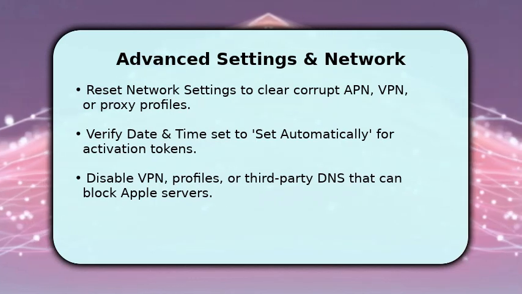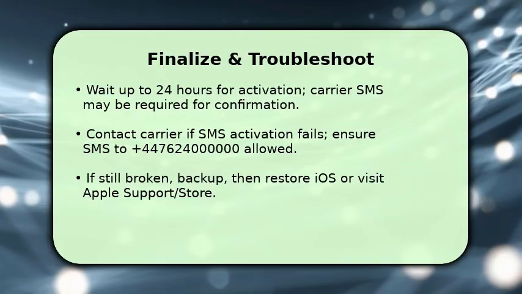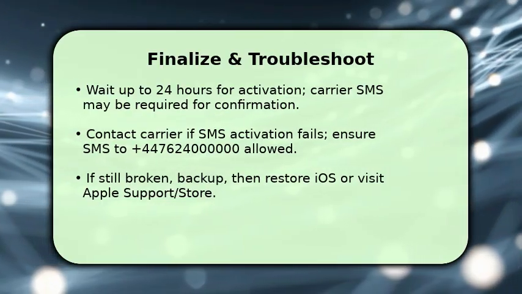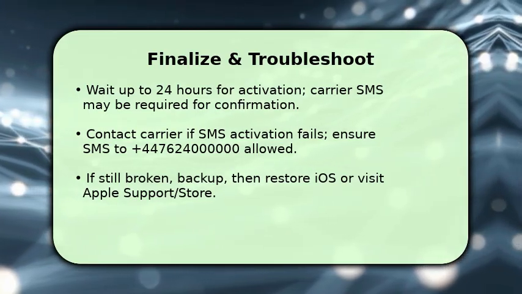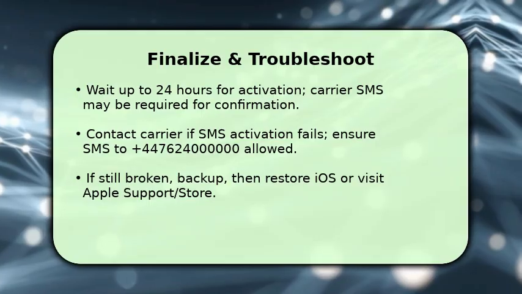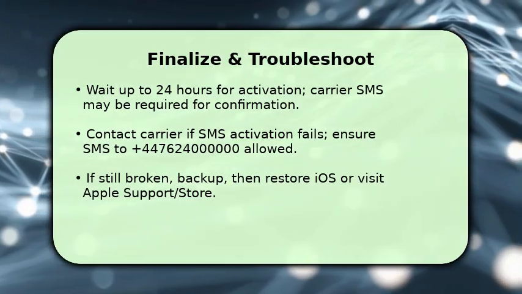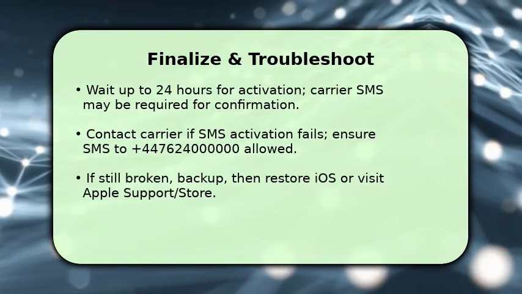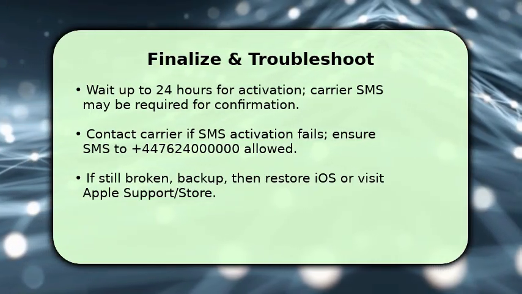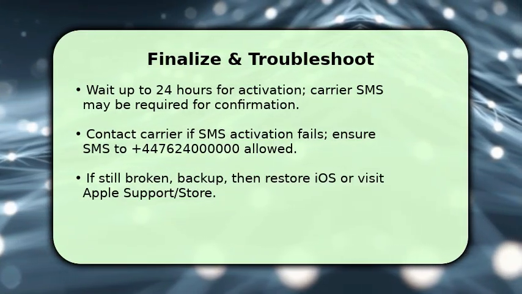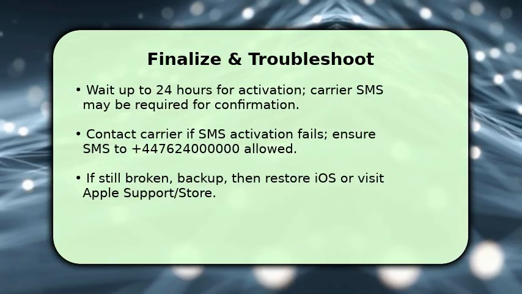iMessage activation can require an SMS that charges carrier rates and may take up to 24 hours, so be patient. If activation still fails, contact your carrier to confirm they allow outgoing SMS to international activation numbers, because that message completes setup. Finally, if nothing works, back up your device and perform an iOS restore, or make an appointment with Apple support or an Apple Store.